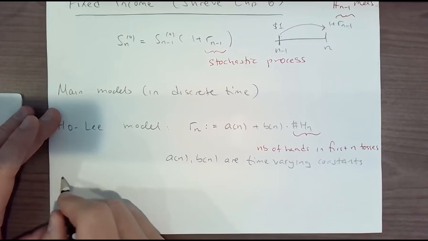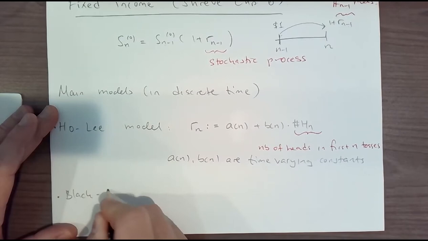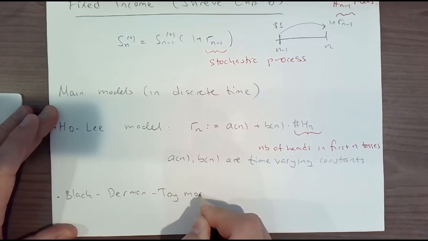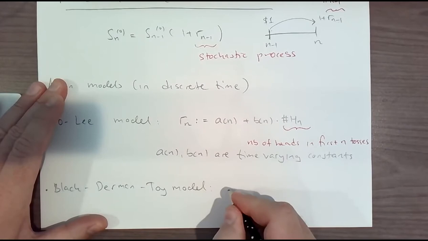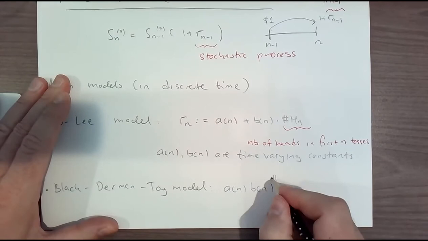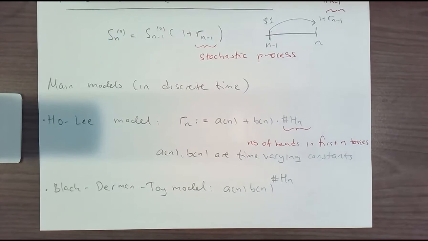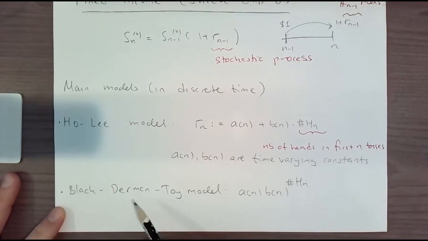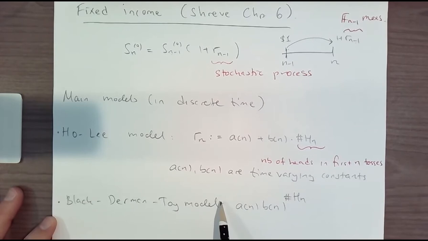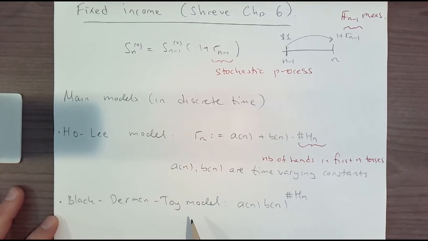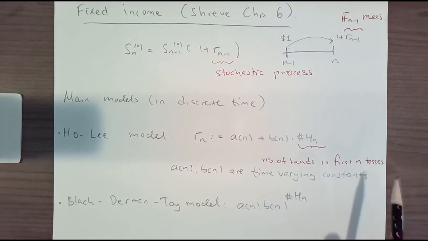Another example is the Black-Derman-Toy model. It's quite similar. Instead of addition, you multiply: A_n times B_n raised to the power H_n. These are two specifications that you will see in the text. I think there might also be some problems, I forget. But there are of course many other specifications of R_n. Each specification of R_n is going to lead to a different model.